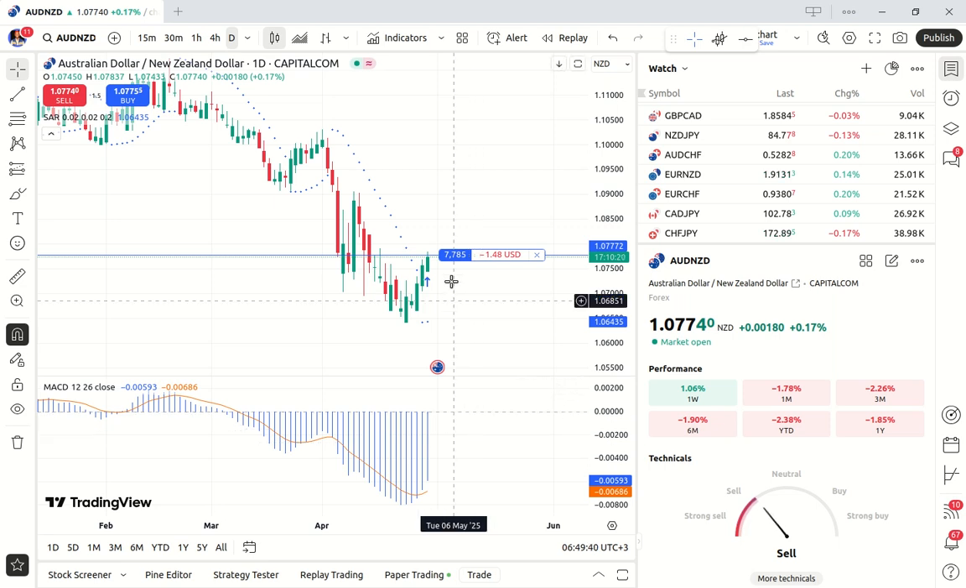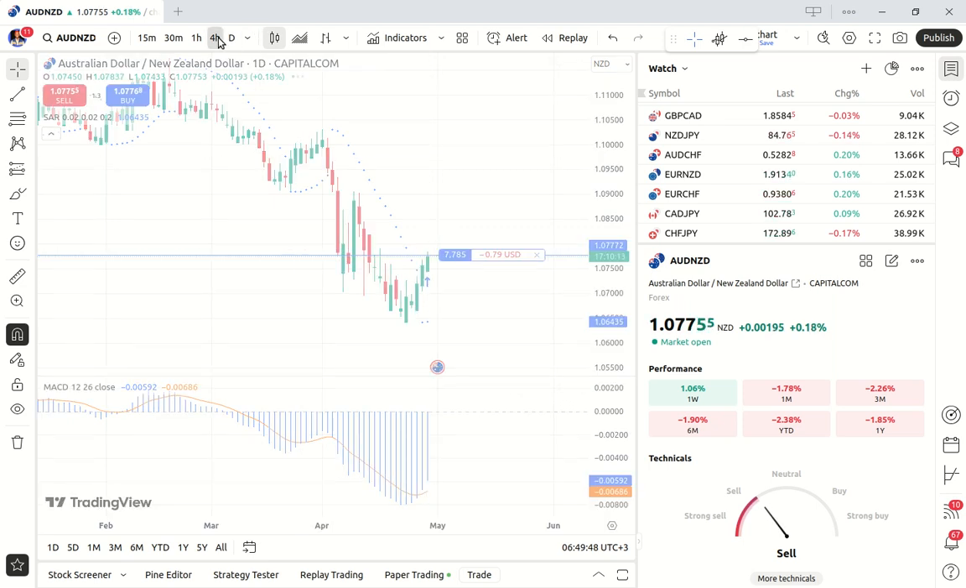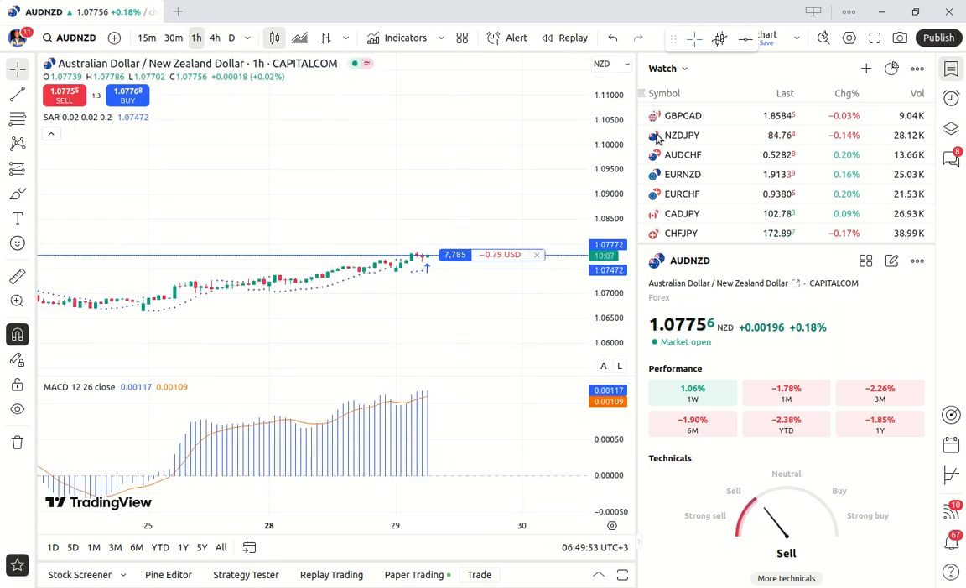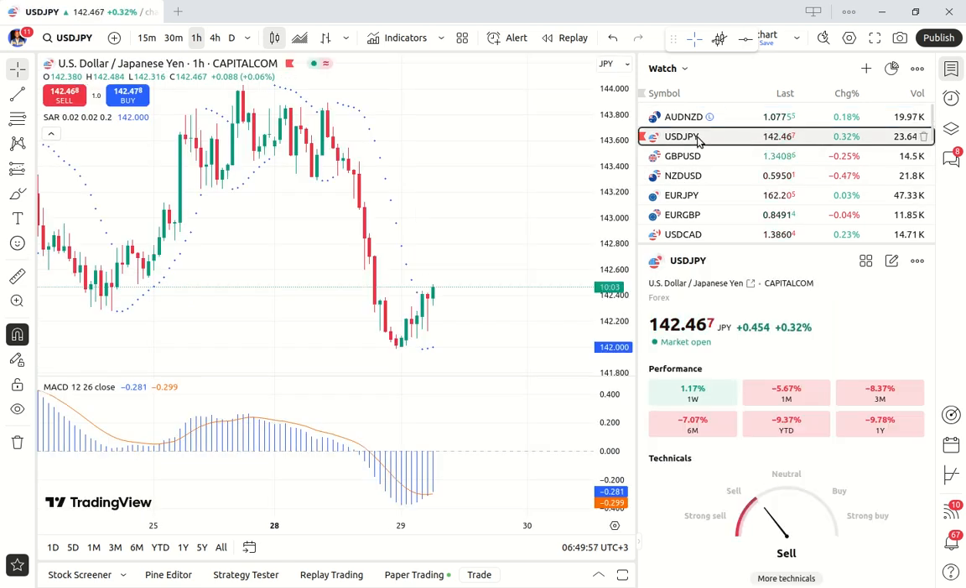So basically, the way I found this strategy was this blue line has to be above this orange line here on the daily, on the 4-hour, and on the 1 hour. So that's the formula. So we're going to start with this one here.